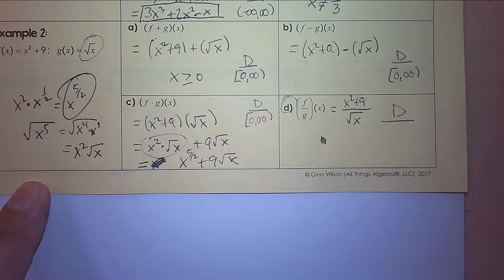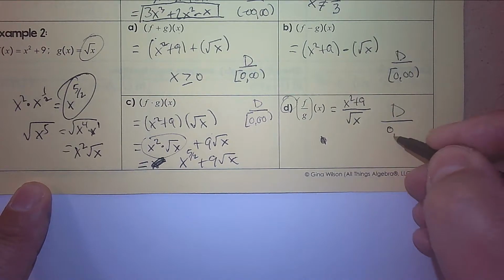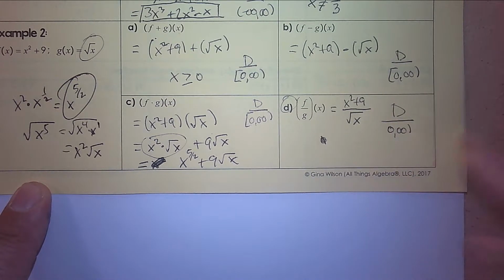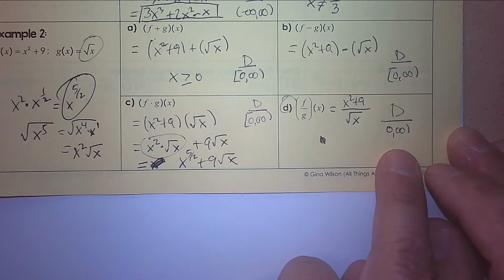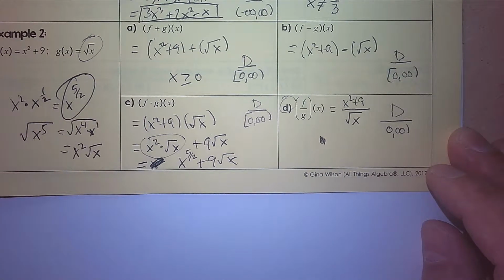Now, it is 0 to positive infinity, right? But this is different than part C. Do you know what makes it different? It's that it's in the denominator. Now, follow me on this.